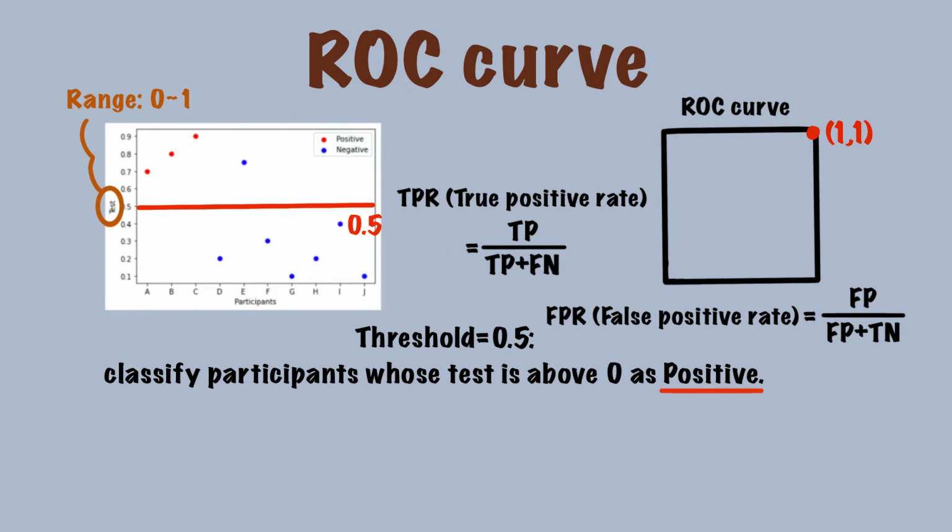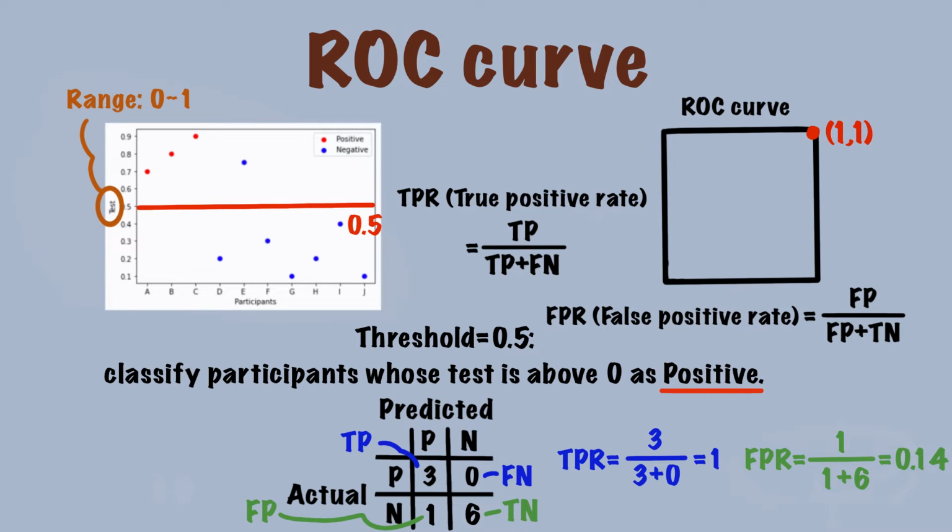Let's look at another cutoff and practice again. This time, the cutoff is 0.5, so we classify all the participants with test result higher than 0.5 as positive. Pause now and calculate the confusion matrix, true positive rate and false positive rate for this particular cutoff. Bingo! The TPR is 1 and the FPR is 0.14. Consequently, we put a dot on the coordinates 0.14 and 1.